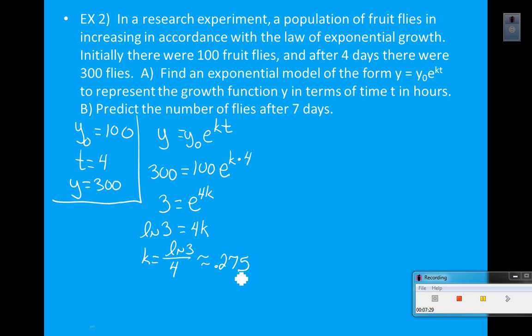Now I have everything that I need for my model. My model is going to look like y equal 100e to the 0.275t. So there's my part A.